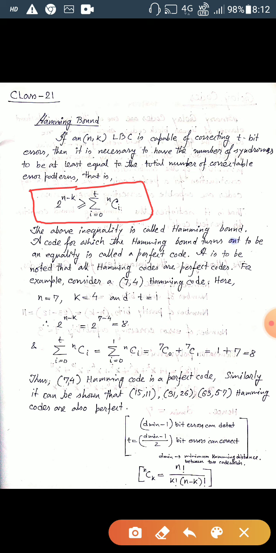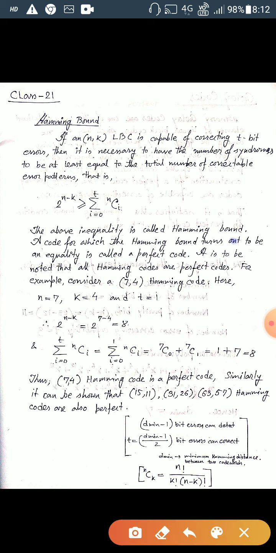That is, 2 to the power of n minus k should be greater than or equal to the summation of i equal to 0 to t of the combination C(n, i). The above inequality is called the Hamming bound. That means if any code follows this kind of inequality, it will be defined by a Hamming bound.